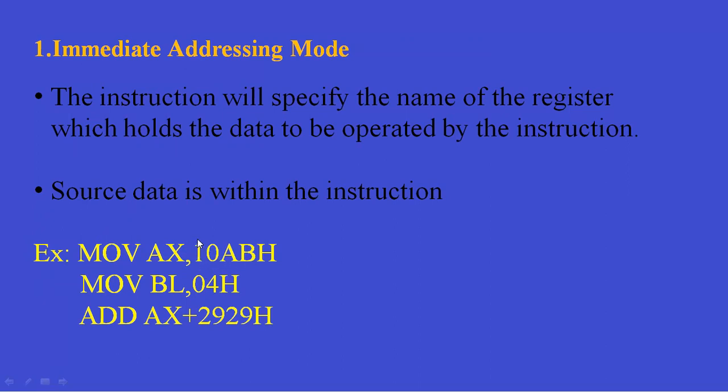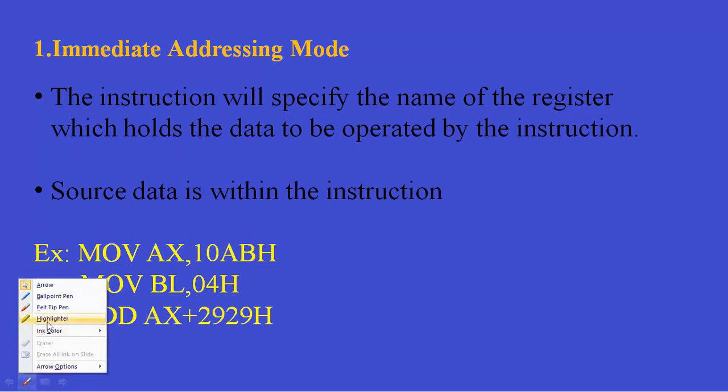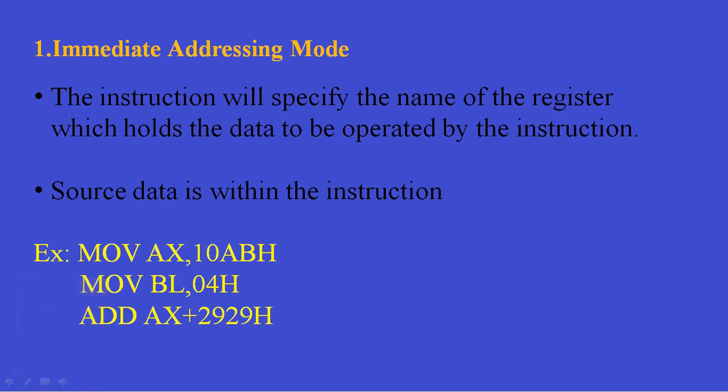10AB. It is one of the four digits, that means 16-bit hexadecimal number. H represents a hexadecimal number. So AX register is a 16-bit register. So 4 digits value we have to move. This is the data. It's not a register. The value directly moves to the AX register.